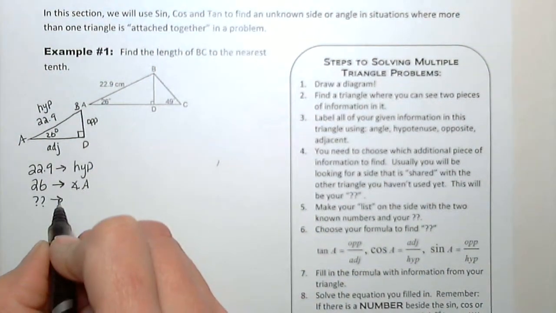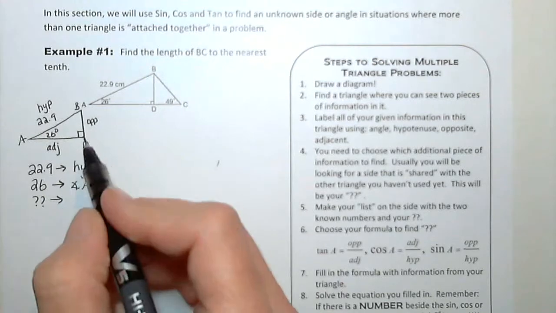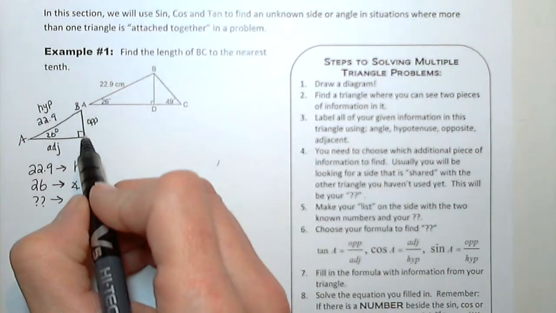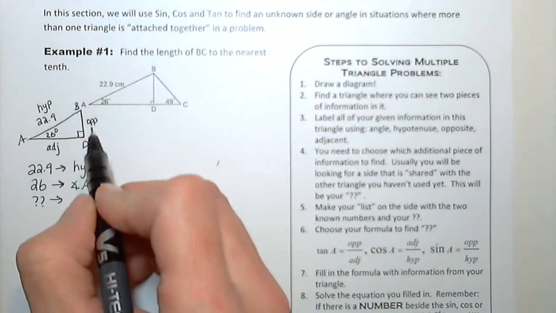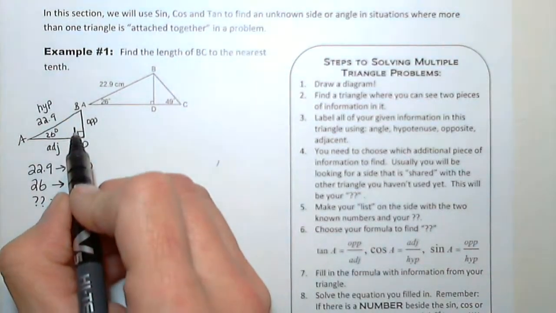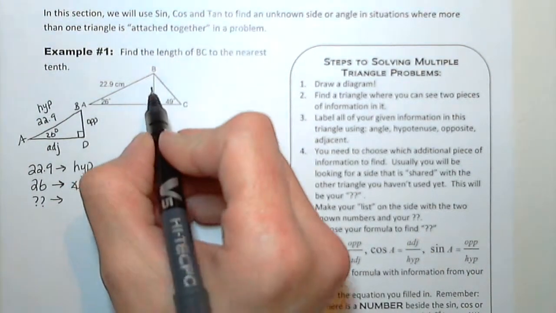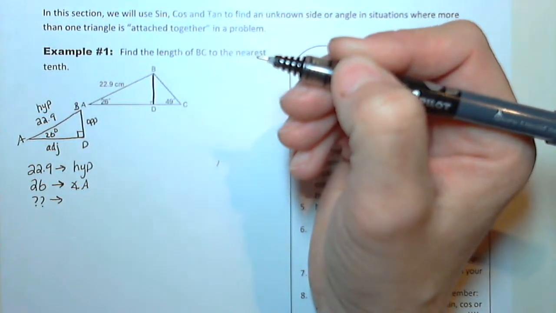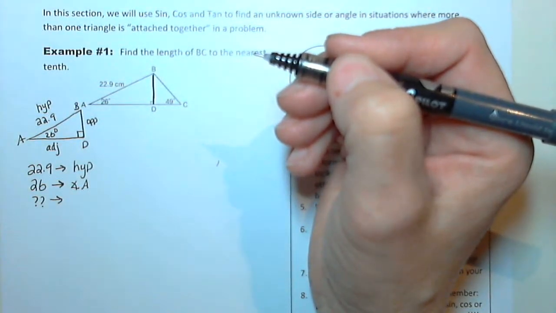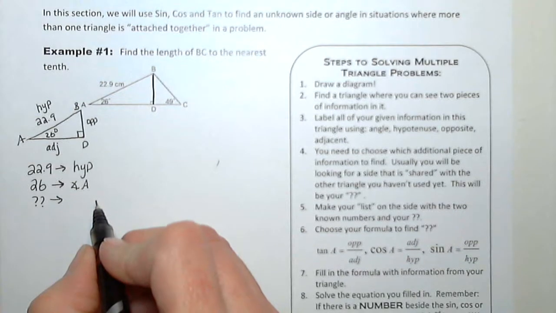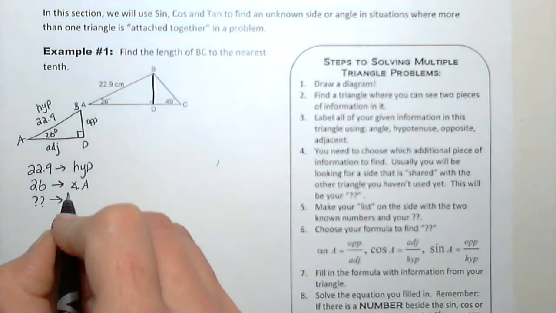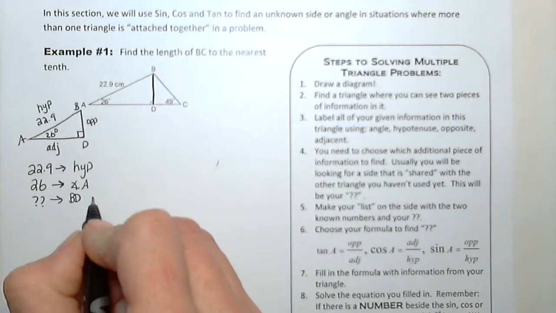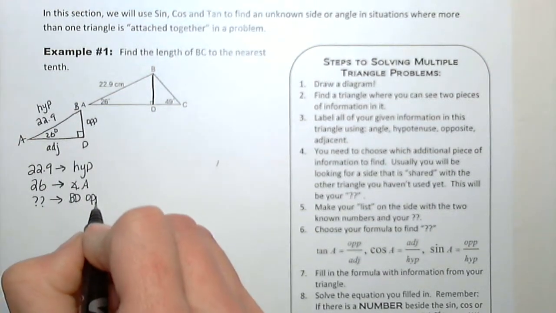Now, the 22.9 is the hypotenuse, the 26 is angle A. Now, what are you looking to find? You have a few things that aren't known. But what you really want to find is the side of this triangle, or the angle, perhaps, that is connected to the other triangle. If you go back up here, you'll notice that BD is a side that connects those two triangles, and it's the same length in both. So that's the side I want to find. Always the side that connects them or is the same in both. So we're going to find side BD, and that's going to be our opposite side.